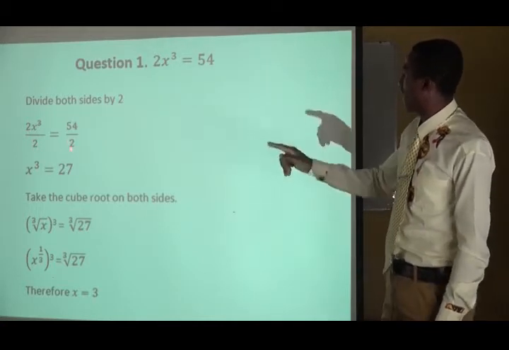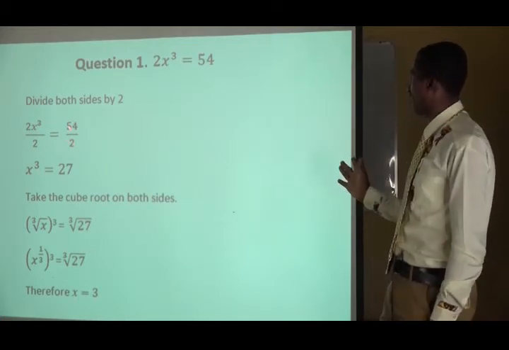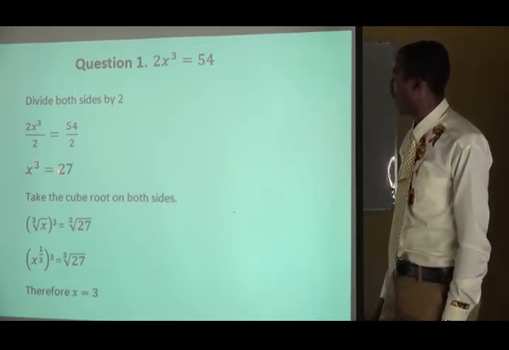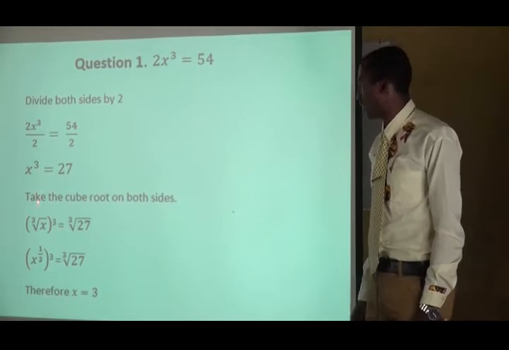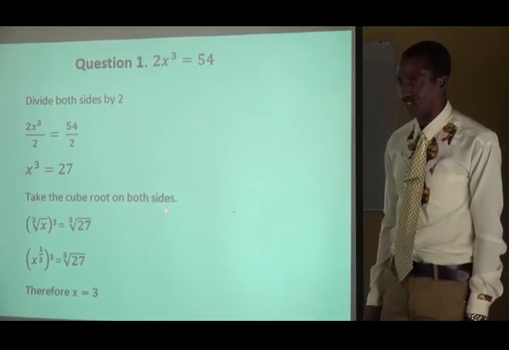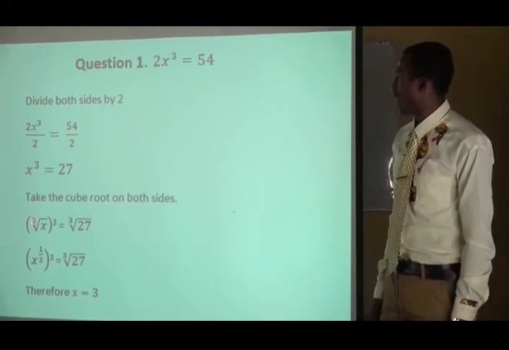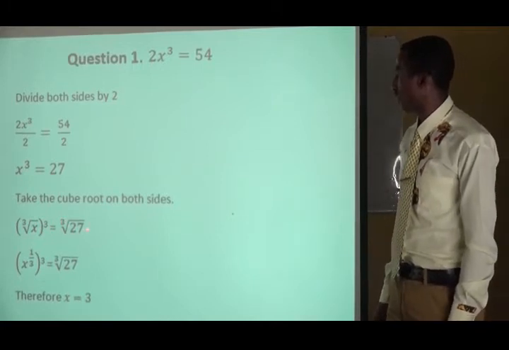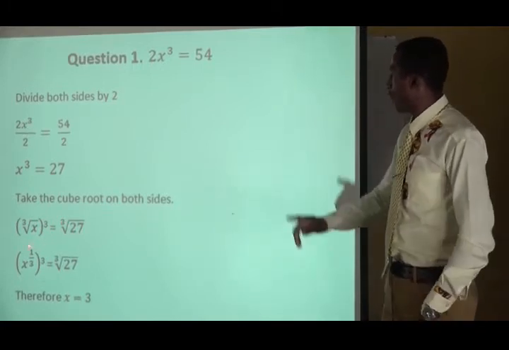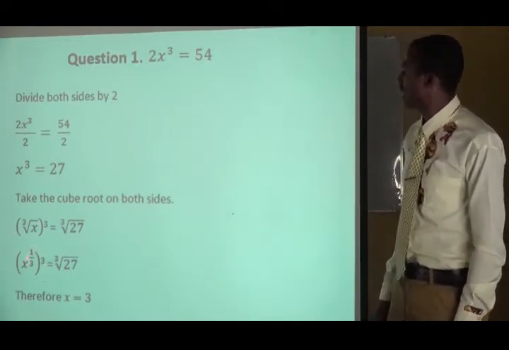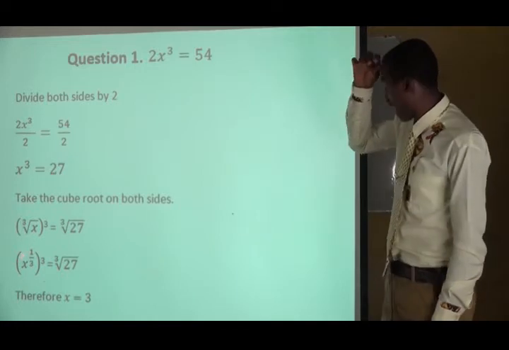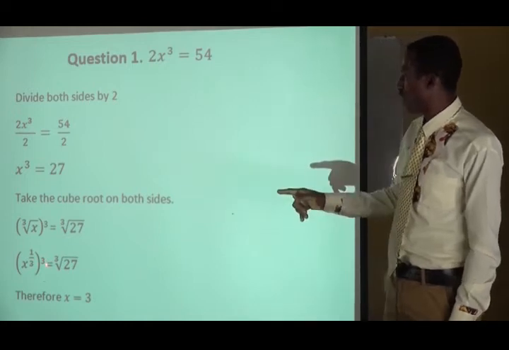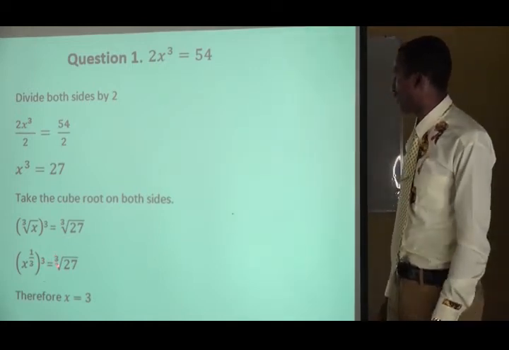So we are now left with x to the power of 3. And on the right-hand side, 54 divided by 2 gives 27. So the equation becomes x to the power of 3 equals 27. Then the next step is to take the cube root on both sides. And that becomes bracket cube root of x all raised to the power of 3 equals cube root of 27. And the cube root of x all raised to the power of 3 can be written in an exponential form as x to the power of 1 over 3 times power 3 equals the right-hand side, which is the cube root of 27.